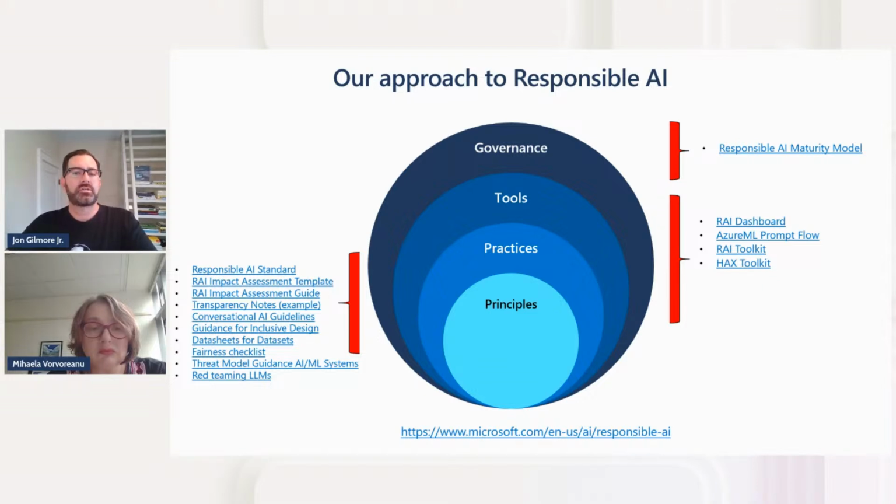We also have the Azure Machine Learning Prompt Flow. This is an interactive authoring experience for prompt engineering. You can create and evaluate prompts for quality and effectiveness. You can fine-tune them for different levels of creativity or precision.